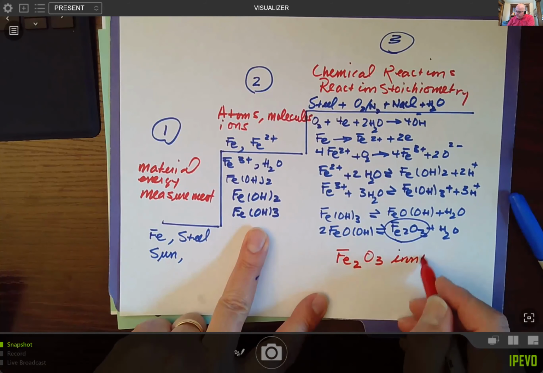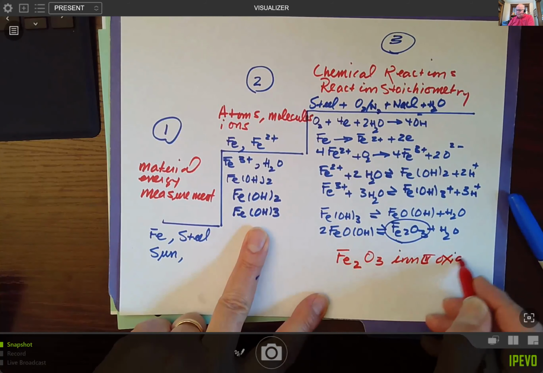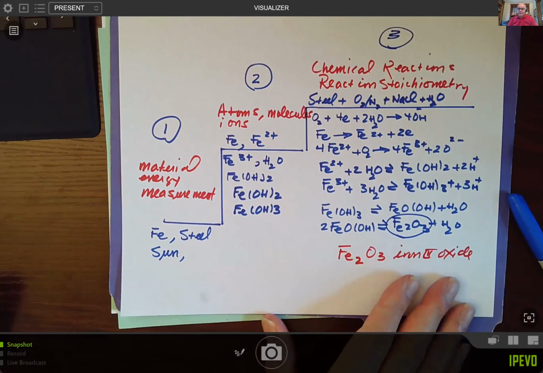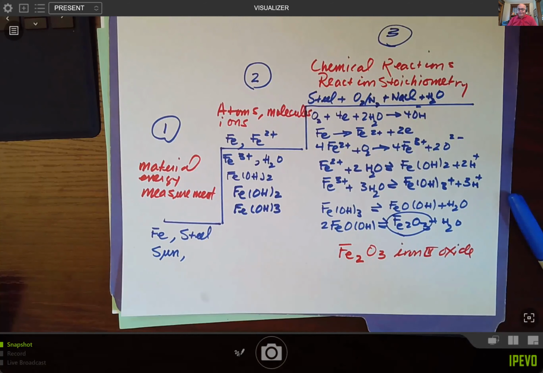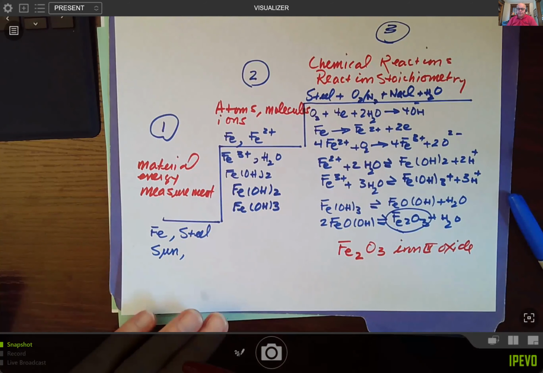3 oxide. So this is a molecule, and it also comes from a reaction between iron and oxygen, water, etc. So all those chemical reactions that I've drawn here are actually very complex.